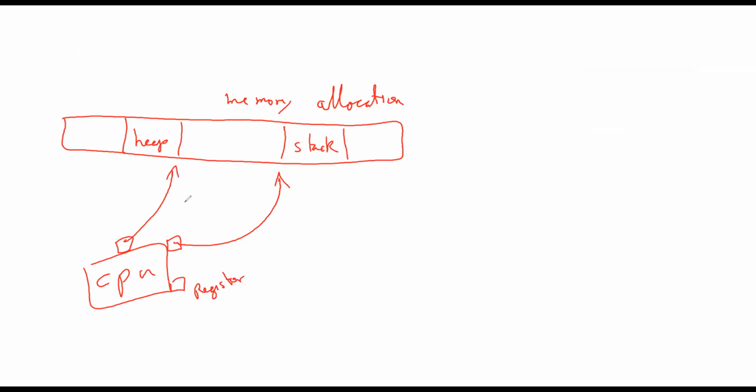What the CPU is doing with these registers is keeping track of its current location in memory. Sometimes these are called stack pointers because they're pointing to the place in memory where the stack is located. Okay, so that's the idea there.